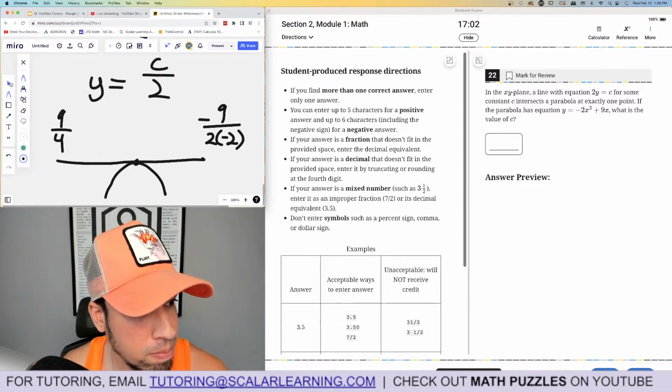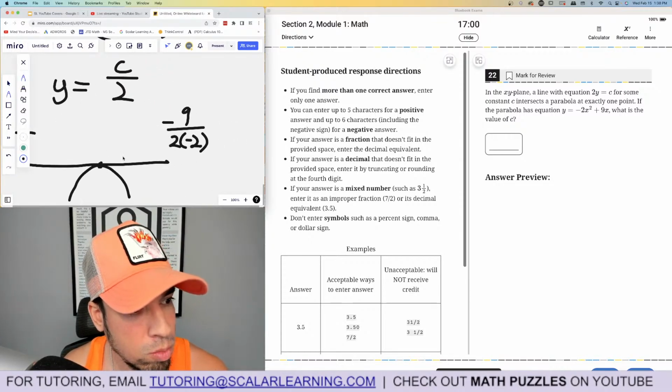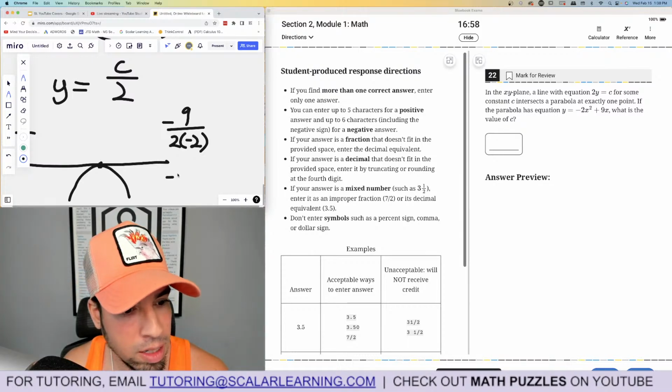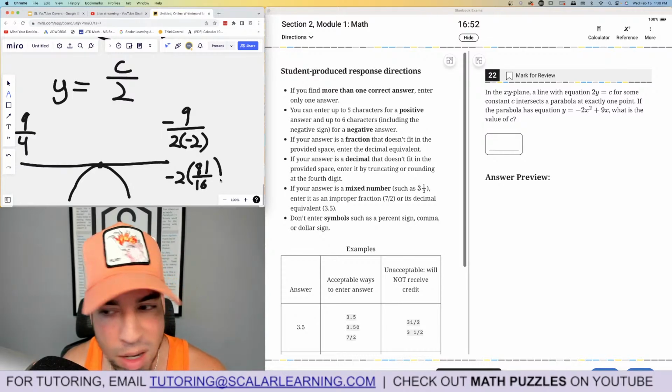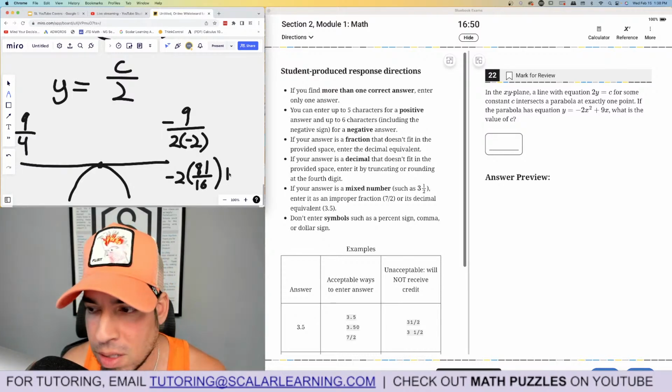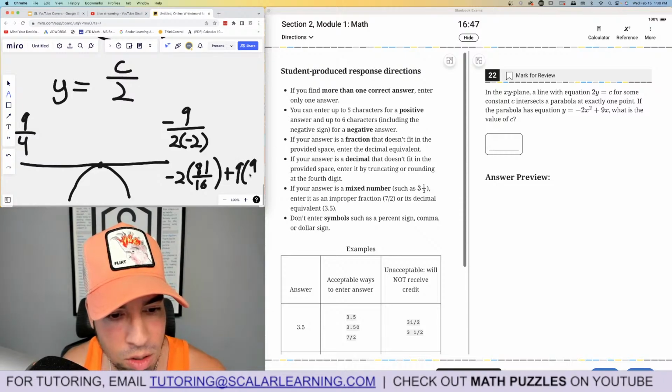So we've got to plug it in. Yeah, let's see. A little more room. We got negative 2 times 9 over 4 squared, which is 81 over 16. Probably should use a calculator here, but it's all right. Plus 9 times 9 over 4. Yikes. I should use a calculator.